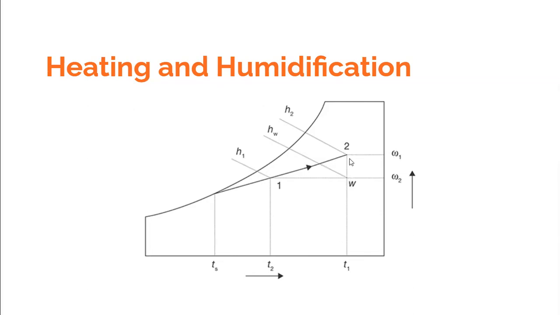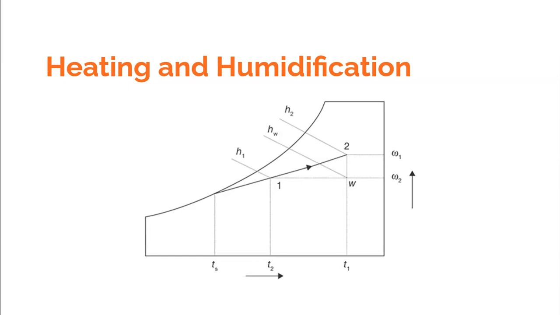And what is the result? The result is it is a humidification. What happens to the temperature? The temperature increases from T1 to T2. And what is that? It is heating. So it is heating and humidification. So heating and humidification is employed in the places where the temperature is cool and the climate is dry.